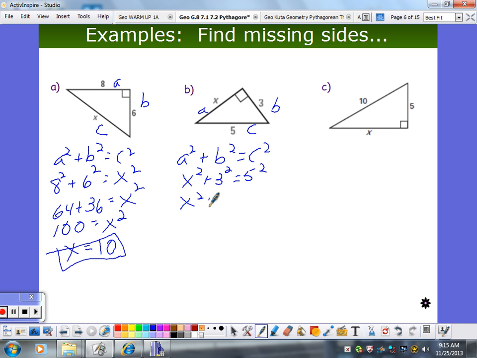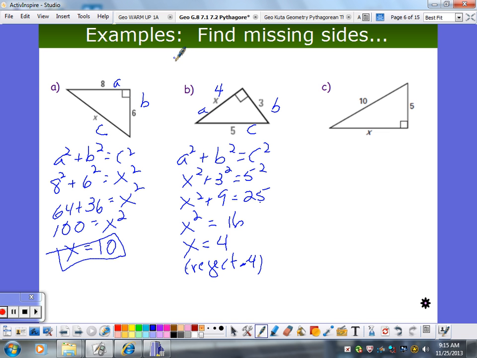So x squared plus 9 is 25. Subtract 9 from both sides. 16. If x squared is 16, what's x? 4. And again, we realize we're rejecting the negative 4. That is part of the solution as well. So that's a 4. Now we could have done the same thing we talked about before.